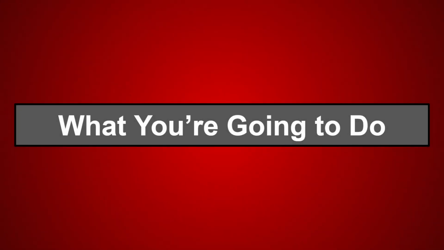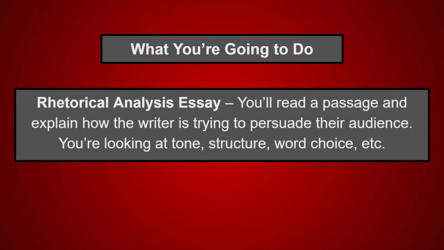Now, what are you going to actually do in AP Lang? So, first off, there are essays. Essays are a big part of this course, and there are three main types. The first type is rhetorical analysis. This is an essay where you'll read a passage and explain how the writer is trying to persuade the audience. You're looking at tone, structure, word choice, all of that stuff. And try to think more about analyzing how, and not what, the author is trying to say.